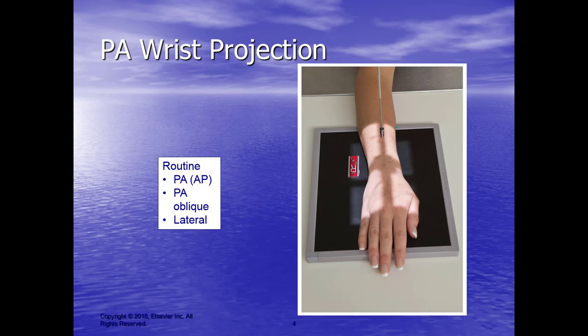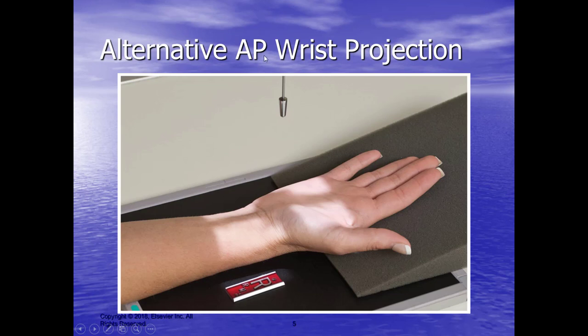So routine, PA. If your patient can't lay in a PA, then you're going to do AP. You're going to do a PA oblique and a lateral. In a trauma situation, you'll be doing a PA or AP and a lateral. You're going to center to the mid-carpal area. An alternate to the PA is that AP wrist. Same thing, you're going to center to the carpal area.